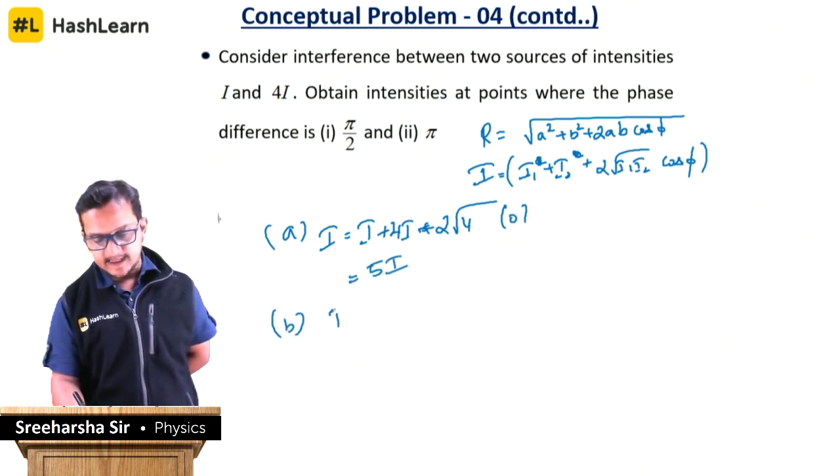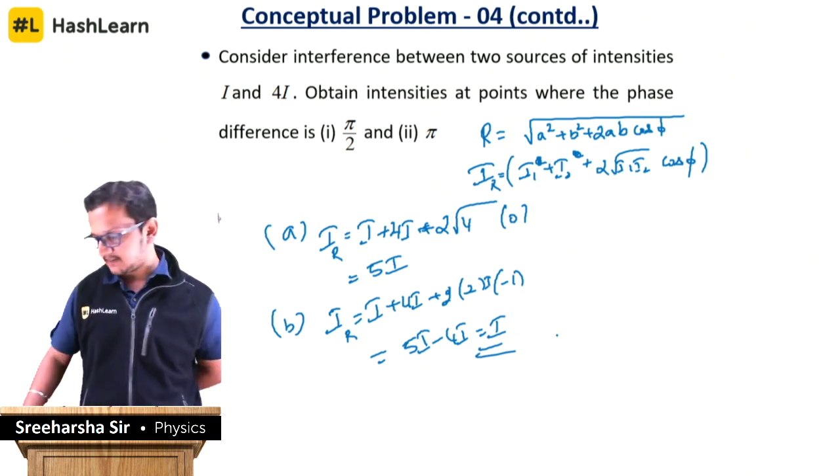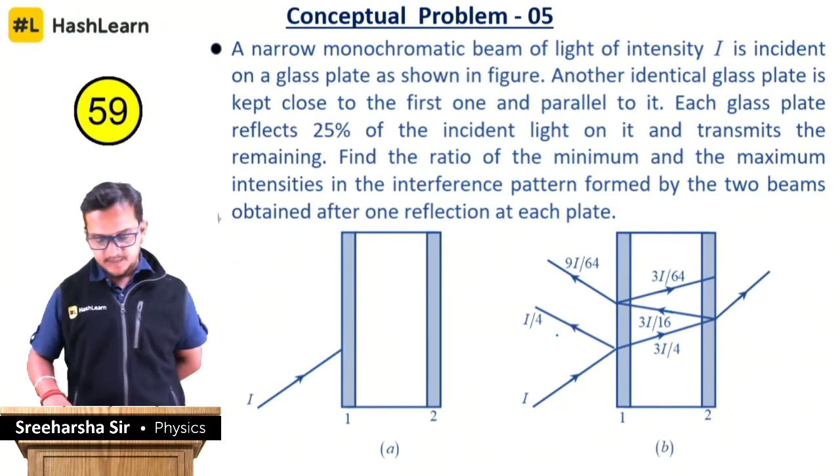And the next one will be I resultant. So I resultant will be equal to I plus 4I plus 2 into 2, and cos phi is minus 1, which is equal to 5I minus 4I, which is equal to I. So this is the answer. So now we have the next problem.